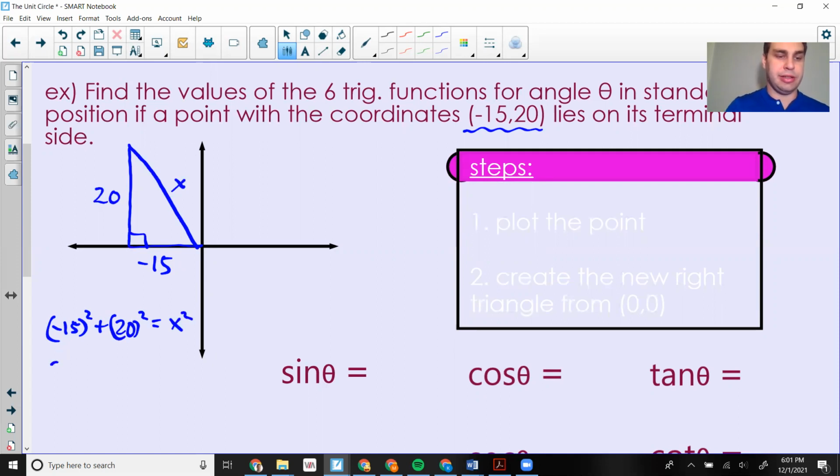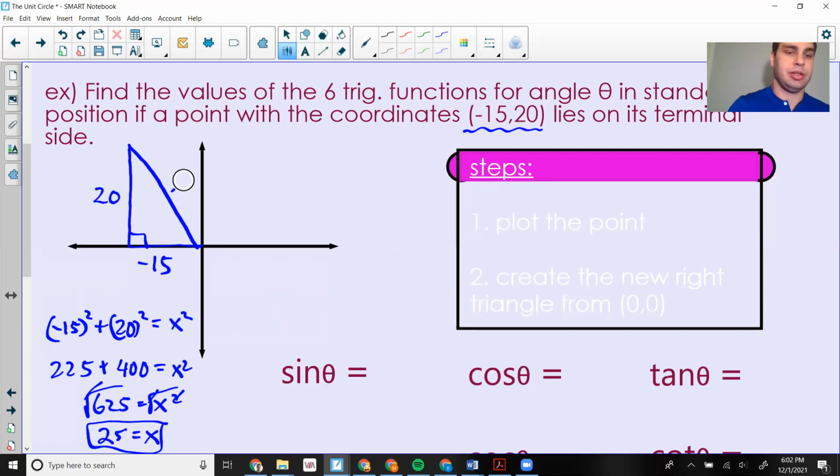And (-15) squared is 225. It's nice that the negative becomes positive when you square it there. And then 20 squared is 400. Equals still x squared. All right, 225 plus 400 is 625, and that happens to be a nice square number. When we take the square root of it, we actually just get 25. In fact, if you know your 3, 4, 5 right triangles, this up here is a 3, 4, 5 right triangle, all being multiples of 5. So this is a 25 for this hypotenuse.